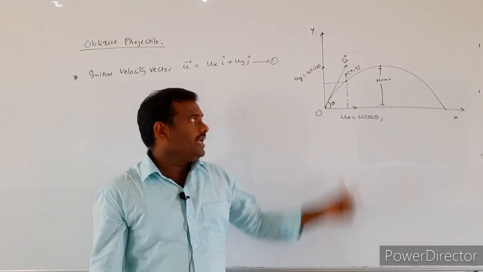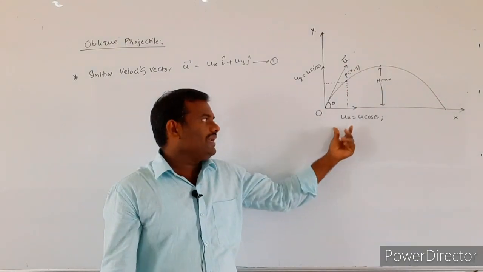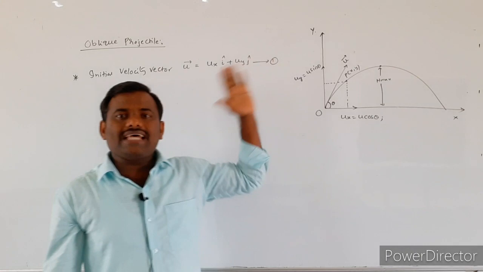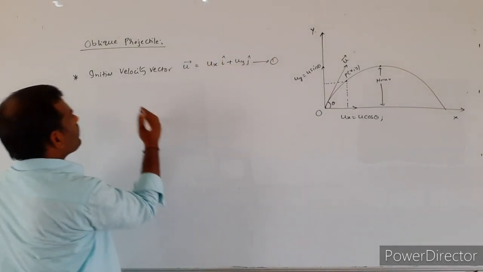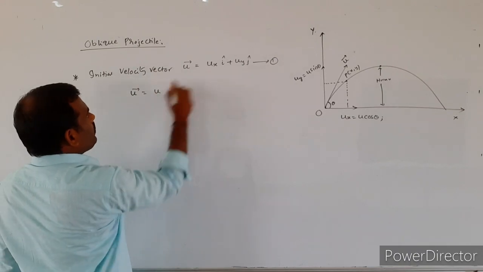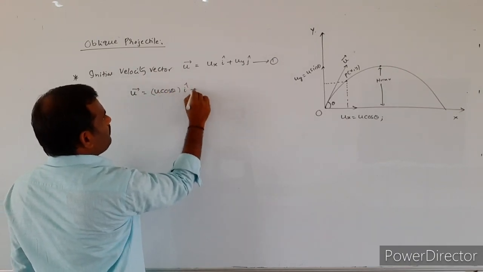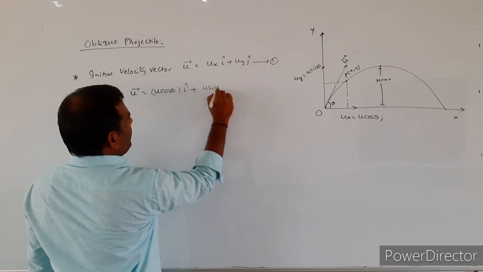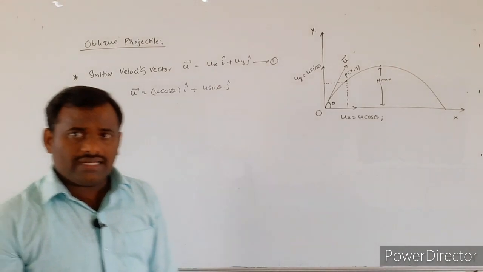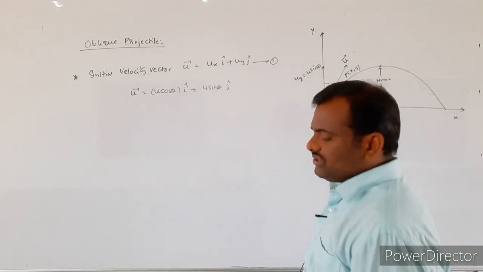Similarly, the initial velocity component along the y-axis is given by uy is equal to u sin theta. Ux is equal to u cos theta, uy is equal to u sin theta respectively. Therefore, the above equation can be written as u bar is equal to u cos theta into i cap plus u sin theta into j cap.